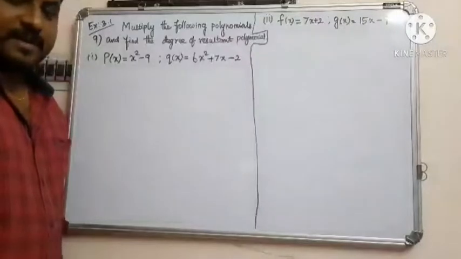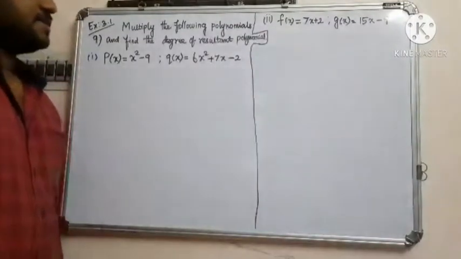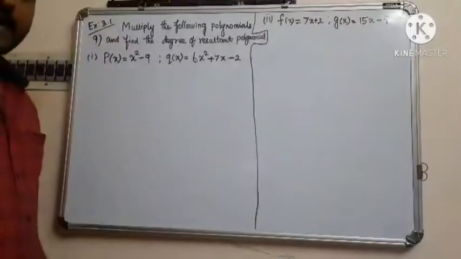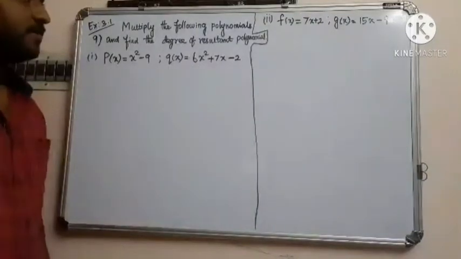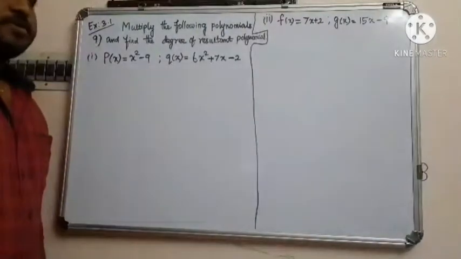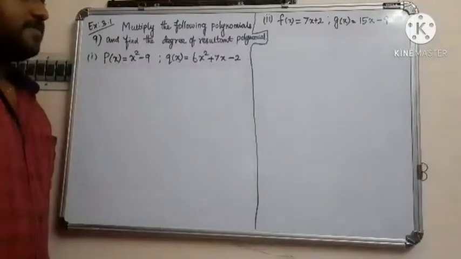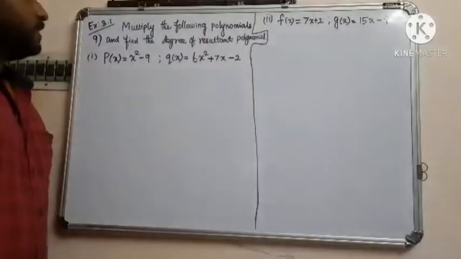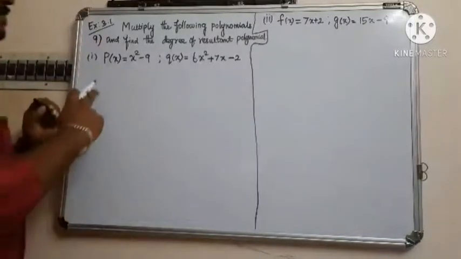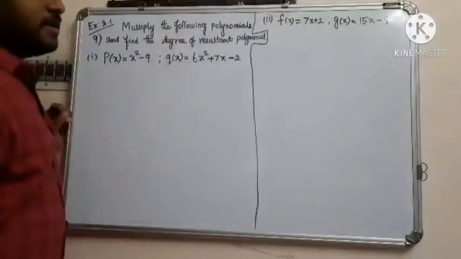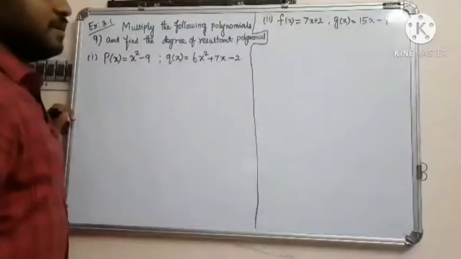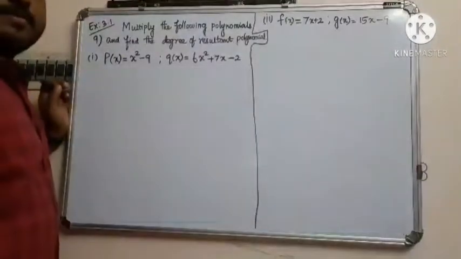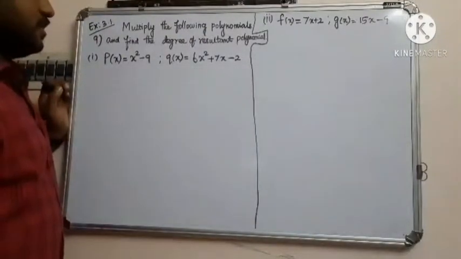Hello students, welcome back. Last class we studied the addition and subtraction of polynomials and also finding the degree of the resultant polynomial. Now, exercise 3.1 question number 9: multiplying two polynomials, and also we have to write the degree of the resultant polynomial.